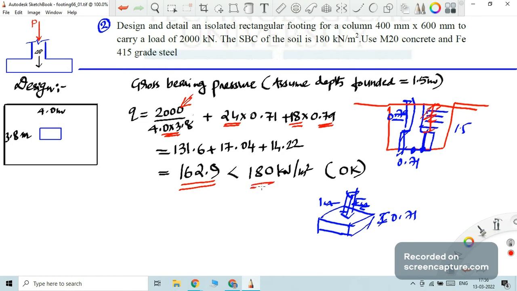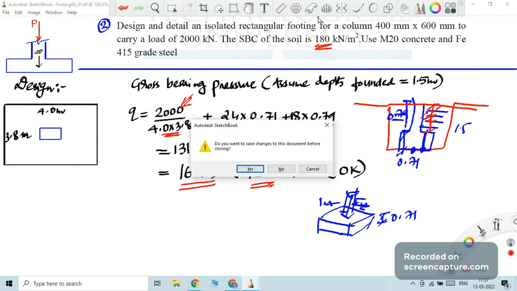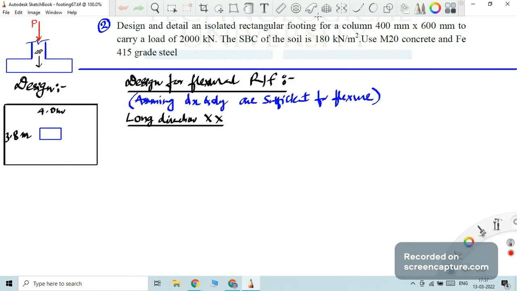This shall be less than the SBC. That is one of the criteria. SBC is 180, so it is less than that. Then okay. So the dimensioning, etc., is okay now. One way shear, two way shear, and the gross bearing pressure are okay. Now you can go for flexural reinforcement design.